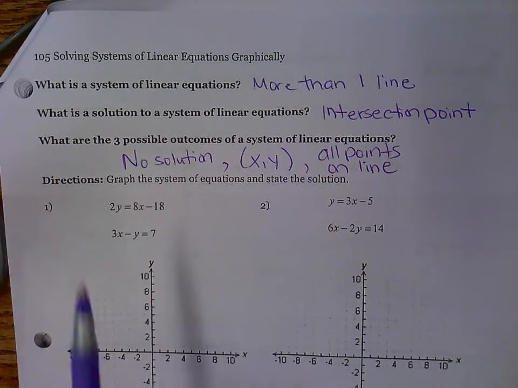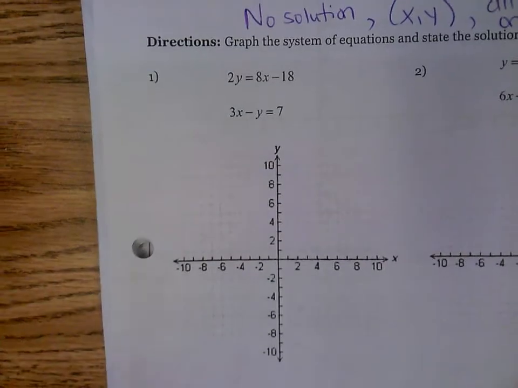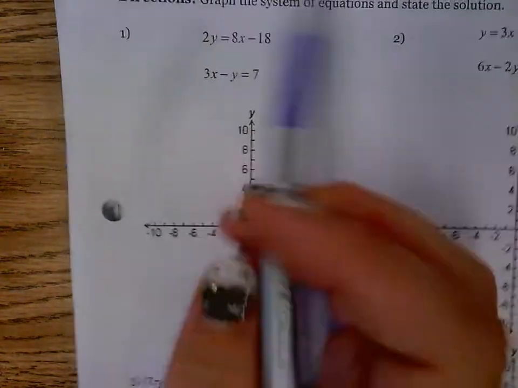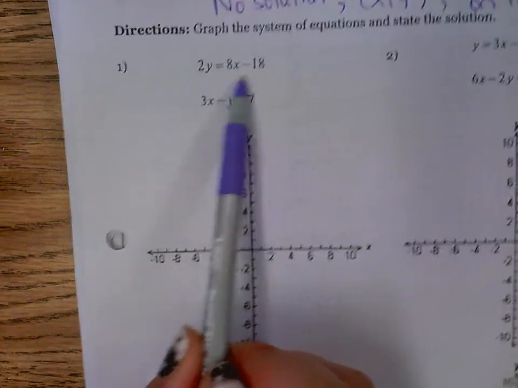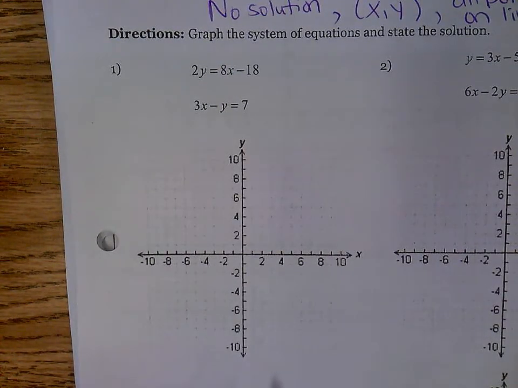All right, let's do number 1 together. So it says graph the system and then state the solution. So this is what you're going to be doing today and for the homework to practice graphing. All right, right away, I can't graph this in this format, right? What am I going to do to get y equals? If I'm multiplying by 2, what can I do?